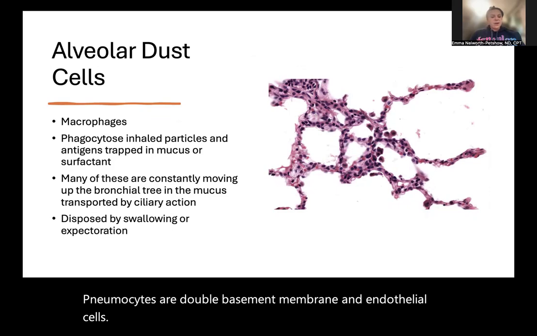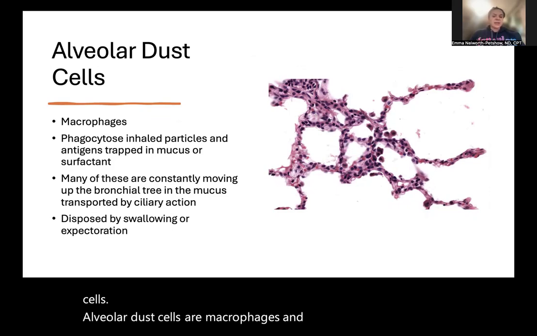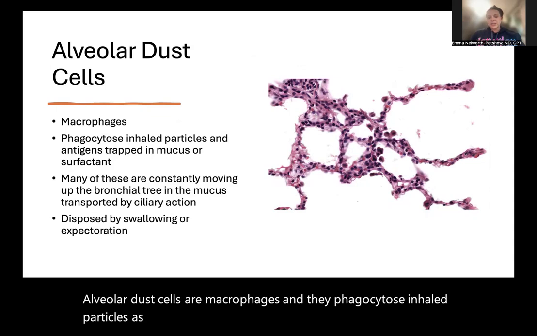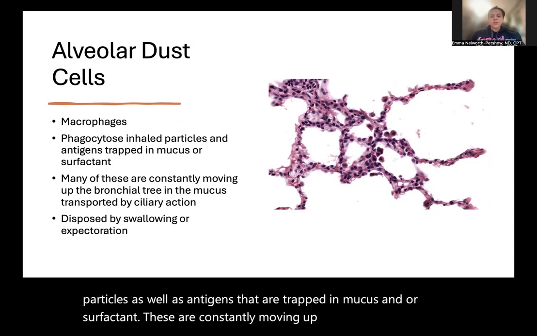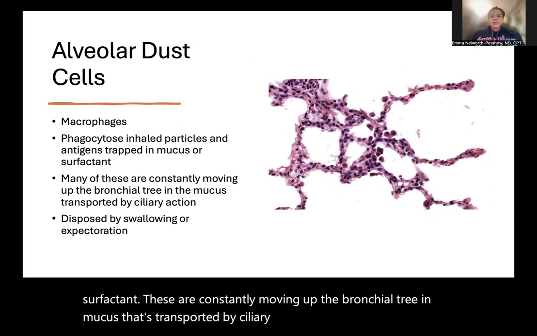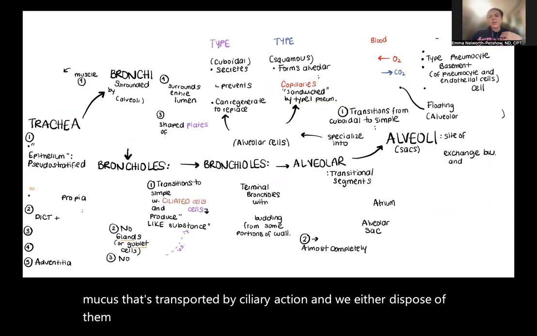Alveolar dust cells are macrophages and they phagocytose inhaled particles as well as antigens that are trapped in mucus and/or surfactant. These are constantly moving up the bronchial tree in mucus that's transported by ciliary action, and we either dispose of them by swallowing or by coughing them out, expectoration.